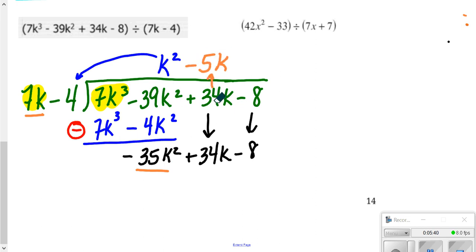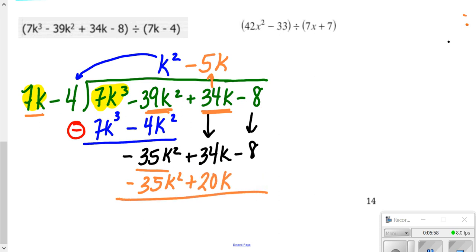I like to write that right above the same term, right? So like when this was K squared, I wrote it above the K squared term. That's not actually critical, but I think it's nice. It helps me stay organized. Okay, and now I have negative 5 times negative 4, which is positive 20. Okay, and I remind myself that I am subtracting.